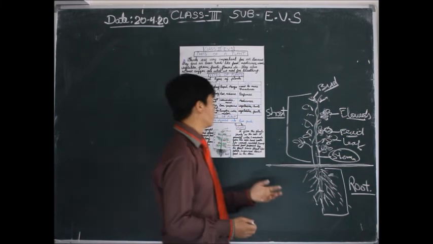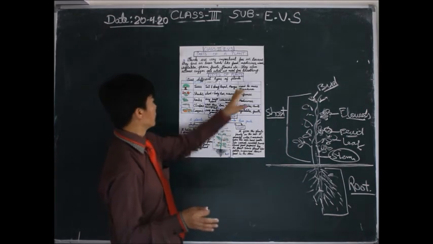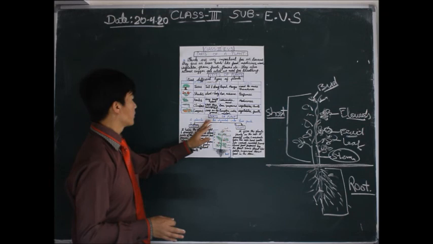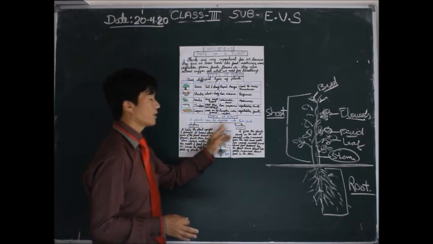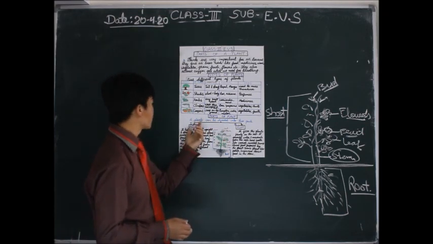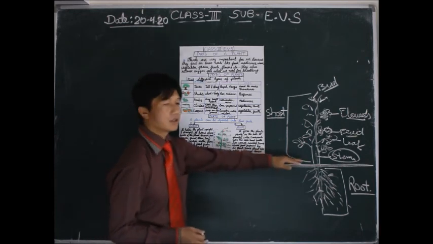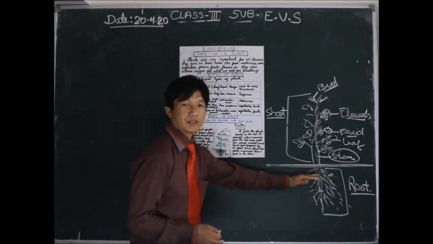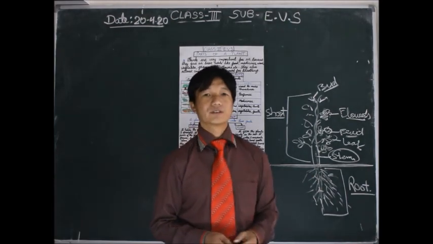So let's once more go over it. Today we have covered parts of plants. Plants can be divided into two parts, that is shoot and roots. Shoot is above the ground and roots are under the ground. Are you getting the point? Okay, that's all to discuss for today.